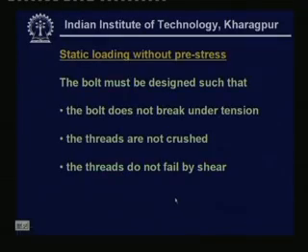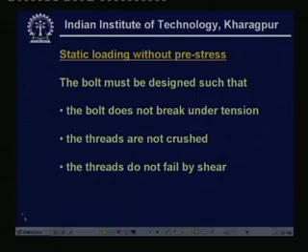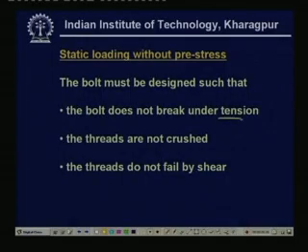Now, static loading without pre-stress. We are going to study this in some more detail, but what is important is that whenever we have static loading without pre-stress, the bolts must be designed in such a way that the bolt does not break under tension. It is possible that the bolt may break under tension. The threads must not be crushed. There will be bearing stress across the thread, and that may cause failure of the thread. So threads may get damaged.